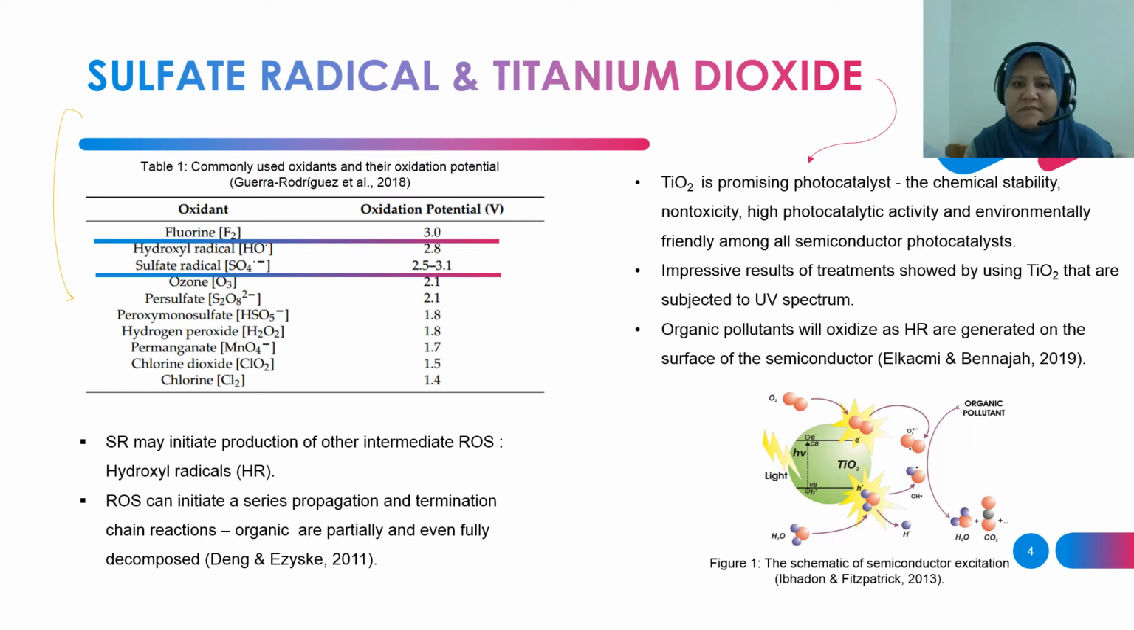Moving on to the titanium dioxide, the advantages are the chemical stability, non-toxicity, high photocatalytic activity, and being environmentally friendly among all semiconductor photocatalysts. The best result is when the titanium dioxide is subjected to the UV spectrum. Organic pollutants will oxidize as the hydroxyl radicals are generated on the surface of the semiconductor.